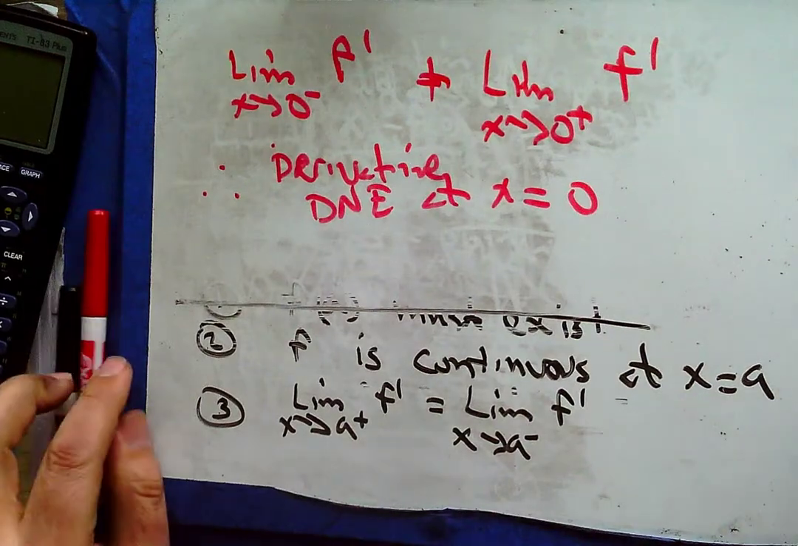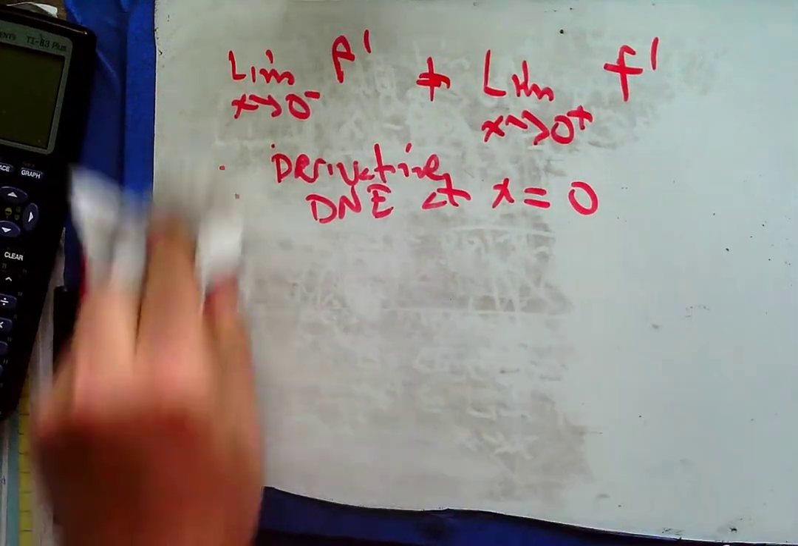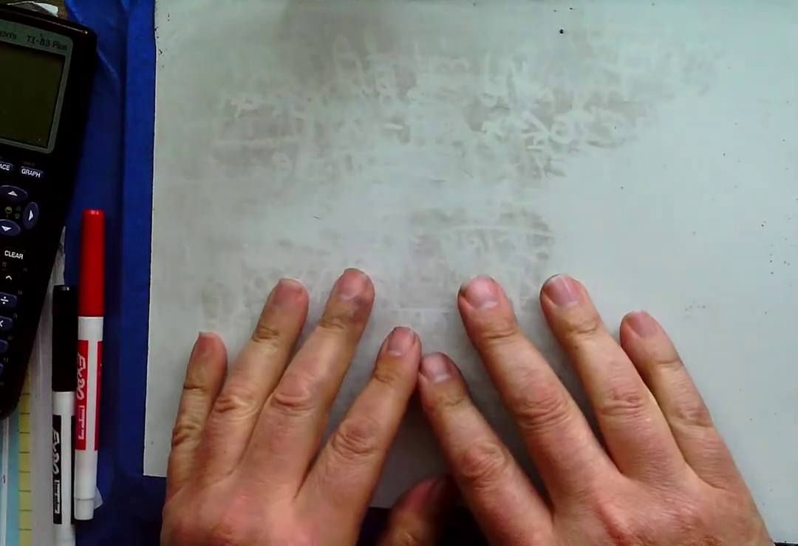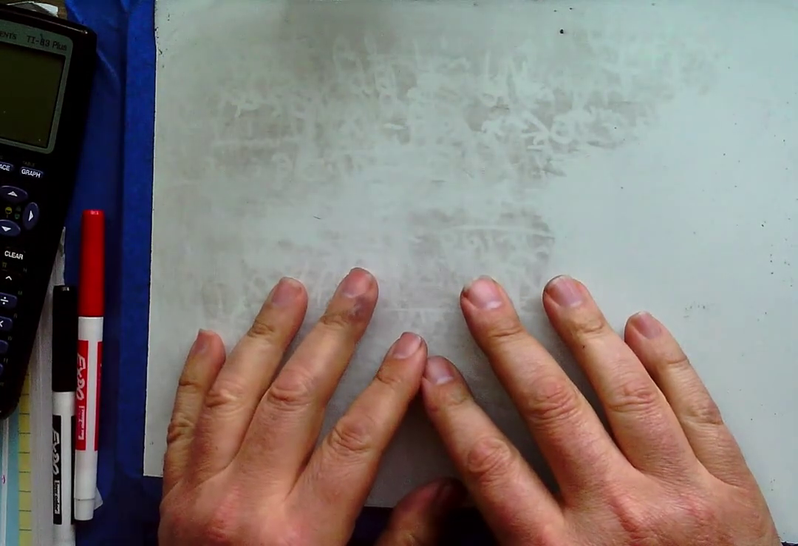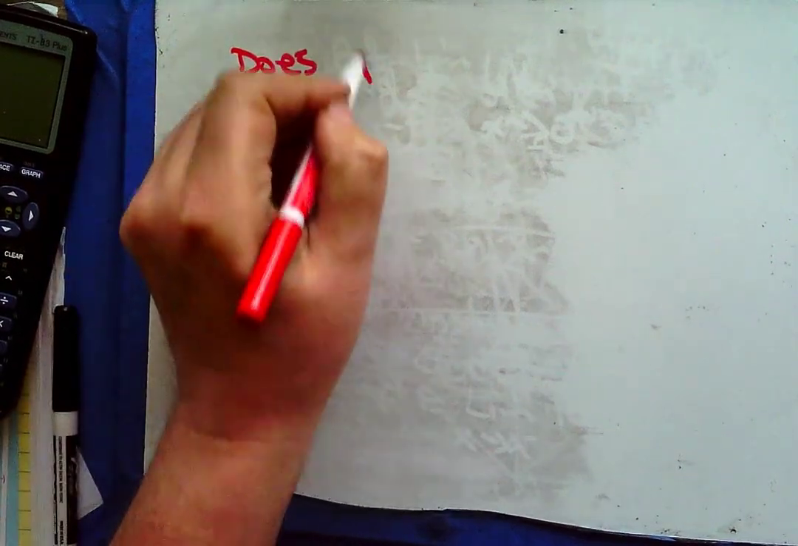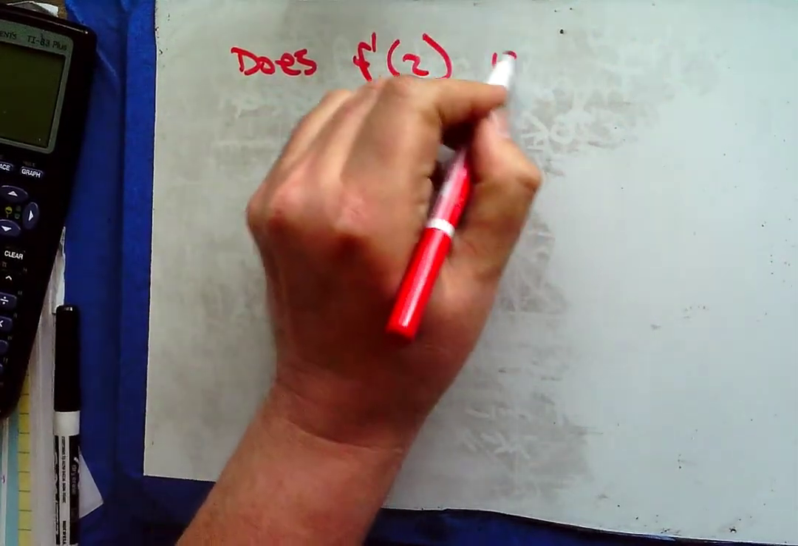Okay, so two things are required for the derivative to exist. One, the function has to be continuous at that point, and two, the limit of the slopes from each side of that point have to be equal to each other. Okay, the slopes have to be approaching the same number. So let's take a look and ask the question, does f prime of 2 exist?